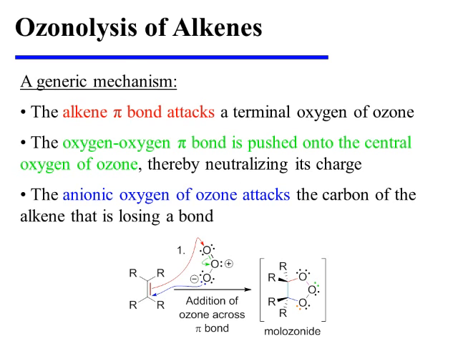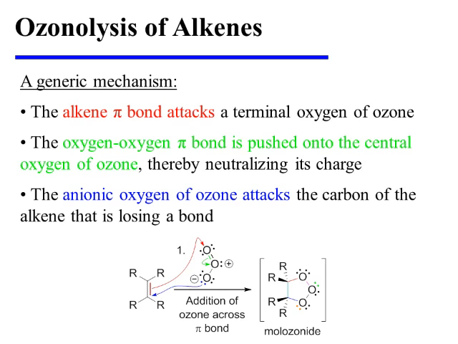In the first step of ozonolysis, ozone adds across the alkene pi bond, and this is described using three mechanistic arrows. The alkene pi bond attacks a terminal oxygen of ozone, and this displaces the oxygen-oxygen pi bond onto the central oxygen of ozone, thereby neutralizing its charge.